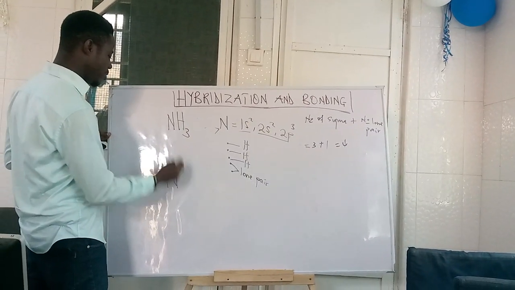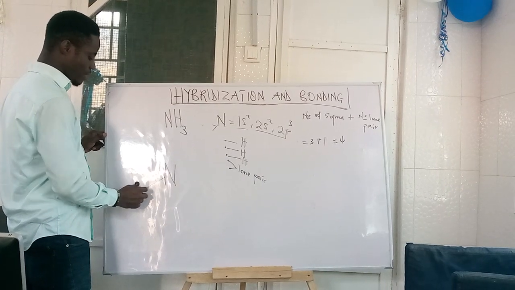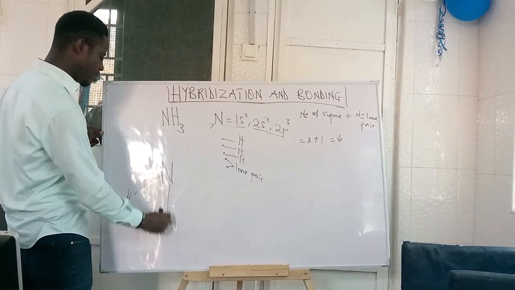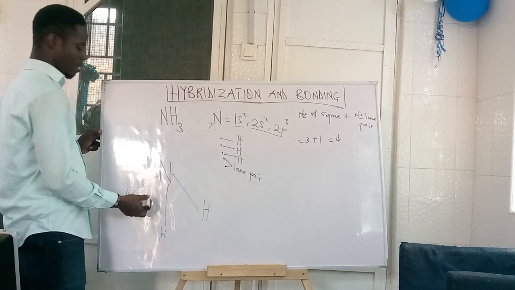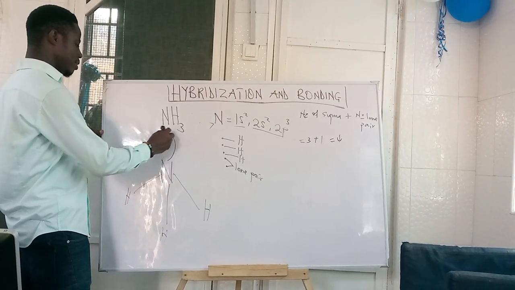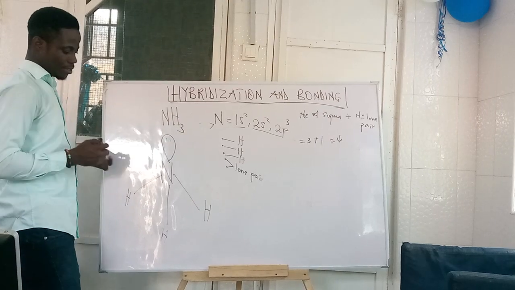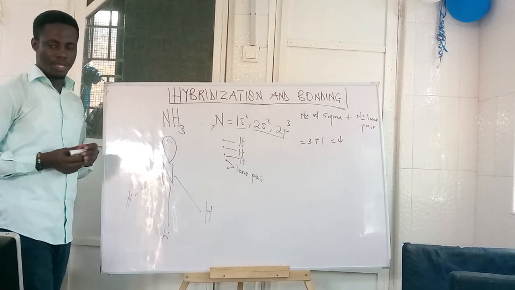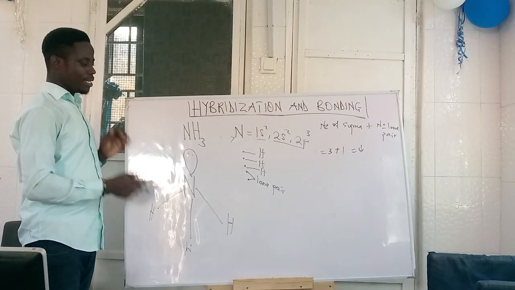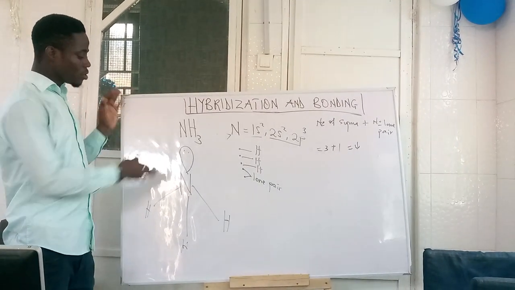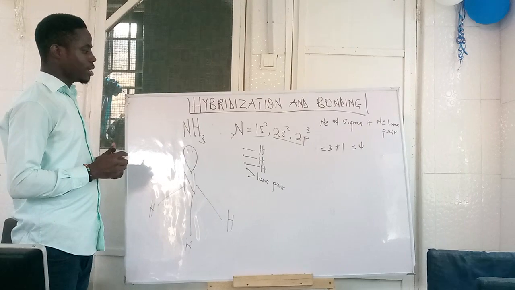Let's look at the shape to appreciate what we are talking about. So this is my nitrogen. The bonds prefer to stay far away from each other. So we have this, and then there is a lone pair here, like this. So you can see the shape. This is the shape of ammonia. It has a lone pair, and the angles are far away from each other. Because of the lone pair, there will be a repulsion.